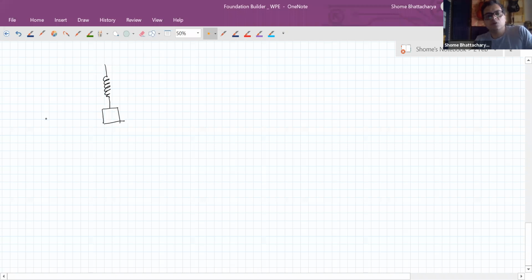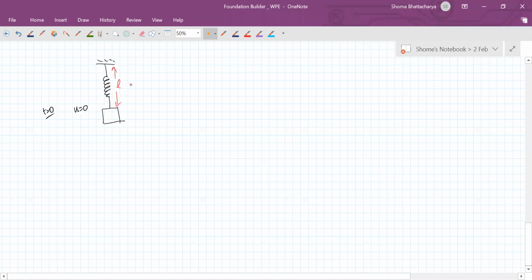So when you just release the block at t equal to 0, let's say, the initial speed of the block is 0 and the spring is at natural length position. So the tension in the spring is 0. So there's only one force acting on the block, which is the weight, and that is giving it a downward acceleration. So a is equal to mg by m, or g downwards, just after you release it.